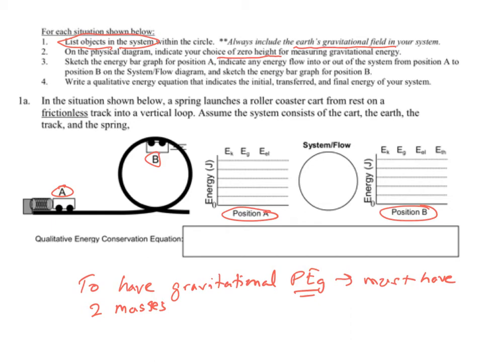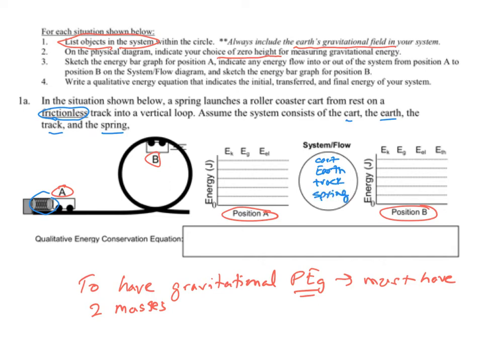Okay, so our system, in the first problem, it says, in the situation shown below, a spring launches a roller coaster car from rest on a frictionless track, so I have no thermal energy or internal energy, into a vertical loop. Assume that the system consists of the cart, the Earth, the track, and the spring. So cart, Earth, track, and spring are in the system, okay?